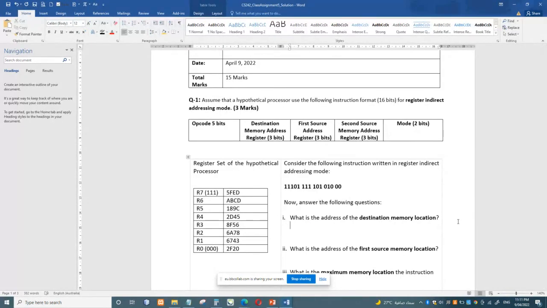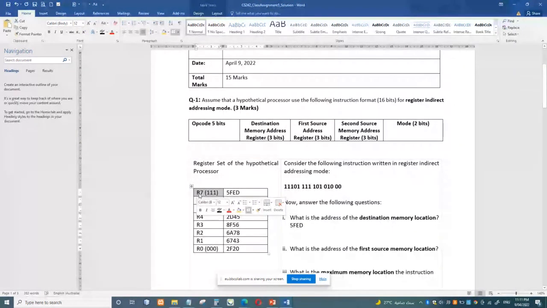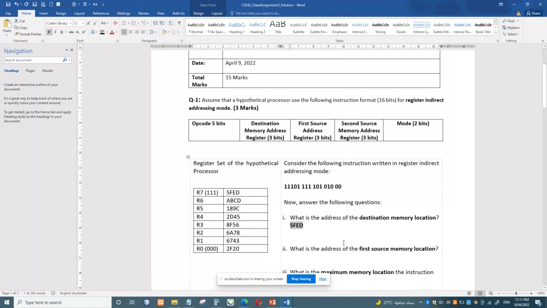I'm asking you, what is the address of the destination memory location? Which memory location will your final result be stored in? 5FED. That is the memory location where your final result will be stored. In your instruction, it is referring to R7, which is the register, but the register is not going to contain your final result. Rather, the register contains some address, and that address will contain your final result. Are you understanding? Everyone. So that's your result.